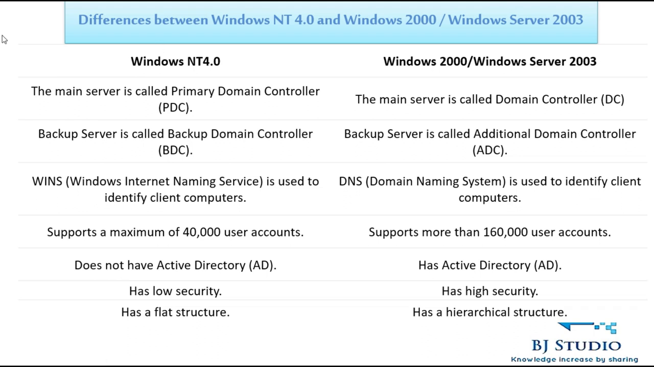So the first one, let me make it as a pointer. Okay, I got a pointer. So the first difference we have to look into is the keywords: primary domain controller, and here it is said as domain controller. In NT, we used to say primary domain controller, whereas in Server 2003 and 2000, we started saying it as domain controller.